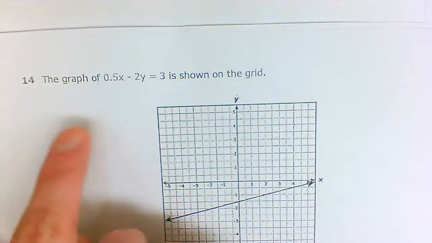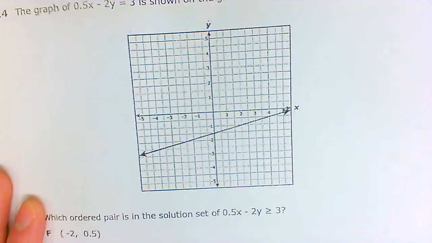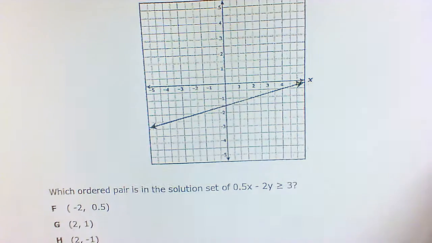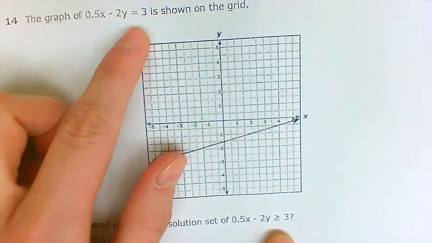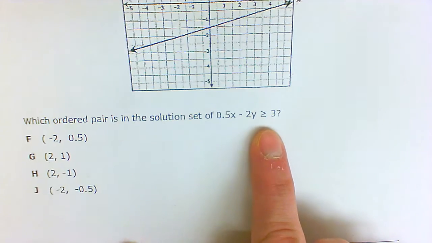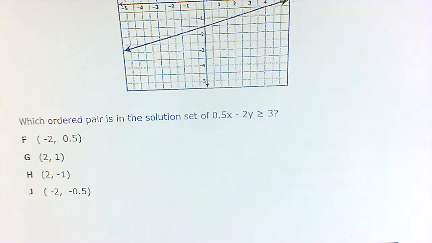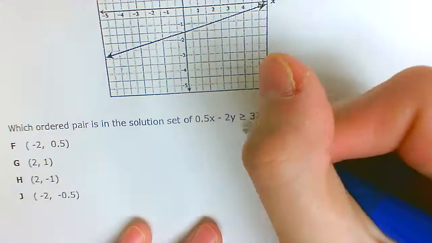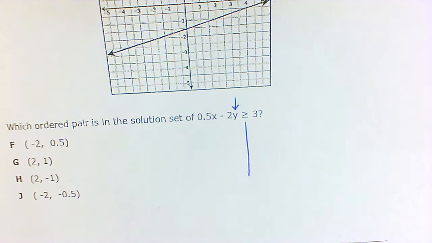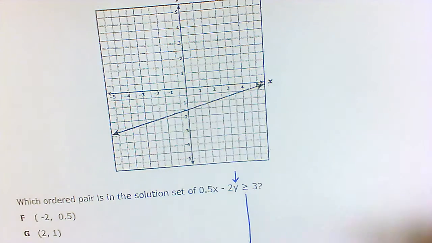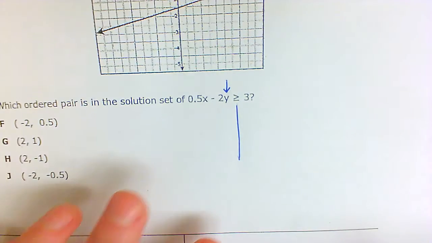Number 14. The graph of this is shown on the grid below. Which ordered pair is in the solution set for this? And if you notice, they went from having an equal sign to having an inequality sign. So what I want to do on this problem is solve for y, because I can't figure out which direction the shading is supposed to go on this line until I have the y by itself.